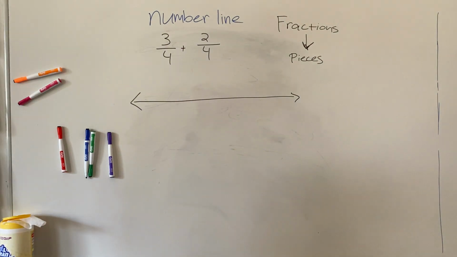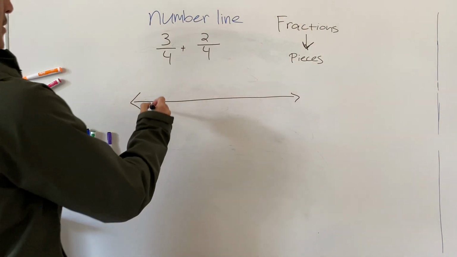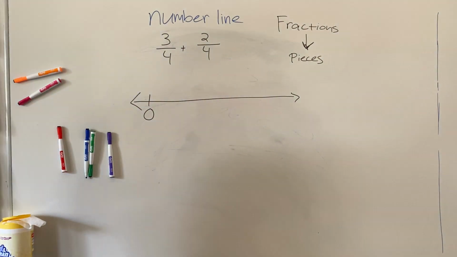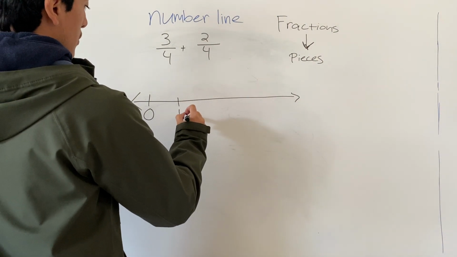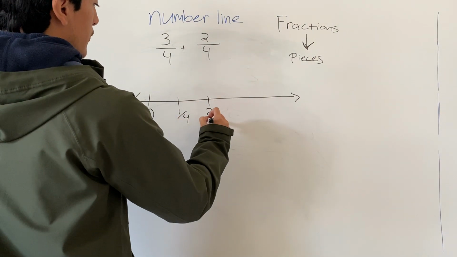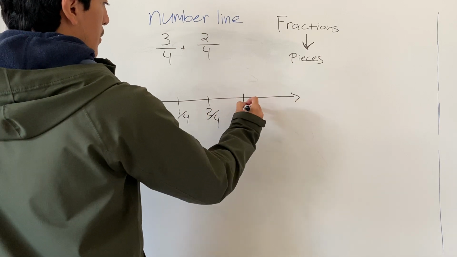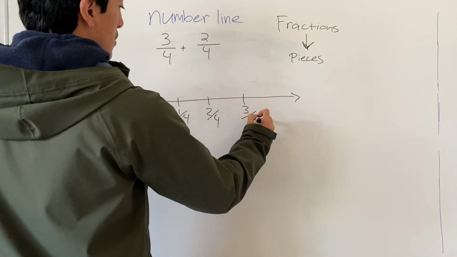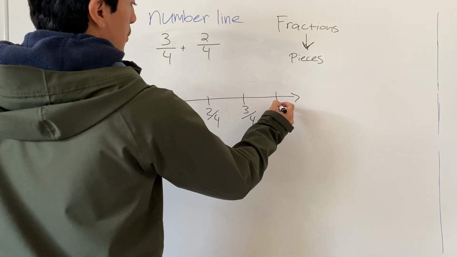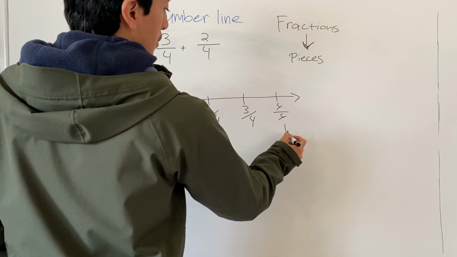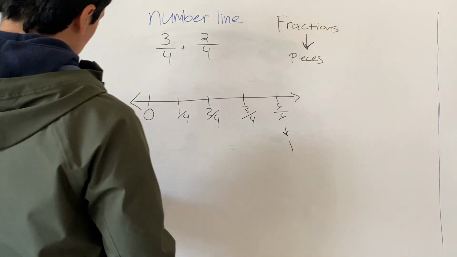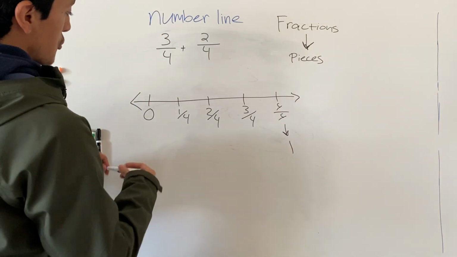Okay. So we start off with 0, like always, right? What's our denominator here? Our denominator is 4. So I'm going to have 1 over 4, 2 over 4, 3 over 4, and then what's the next one? 4 over 4, or what? Or just 1, okay? And again, I'm going to do the drawings at the bottom.